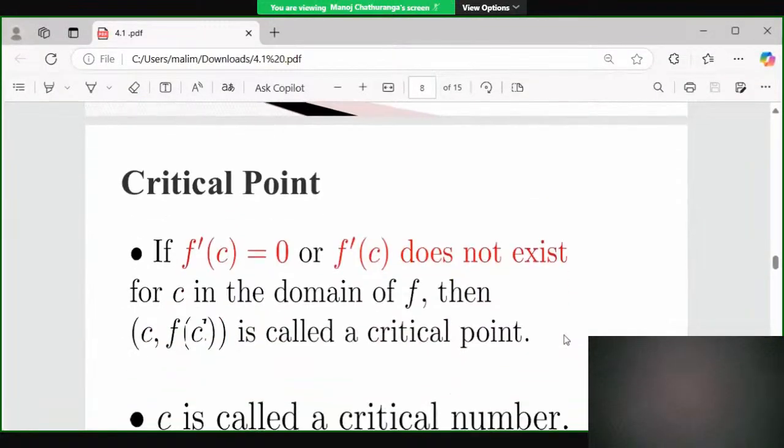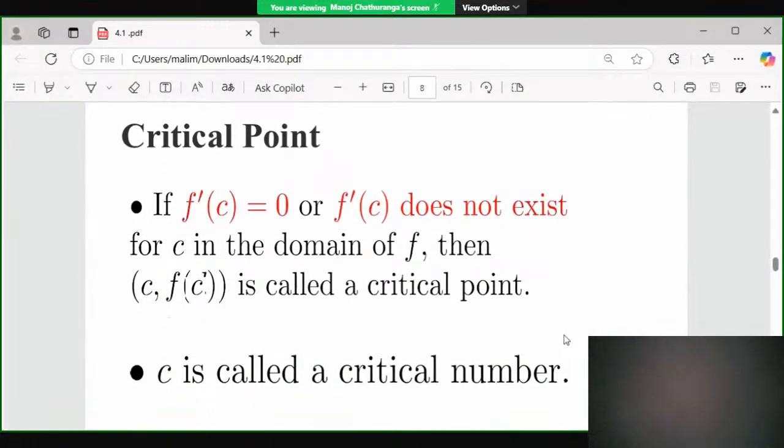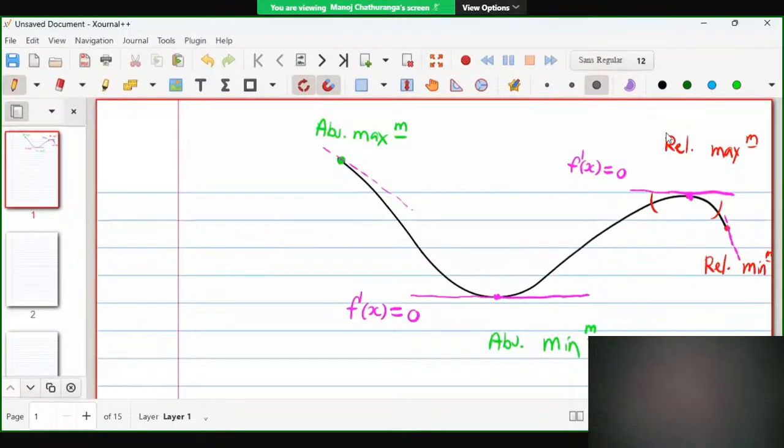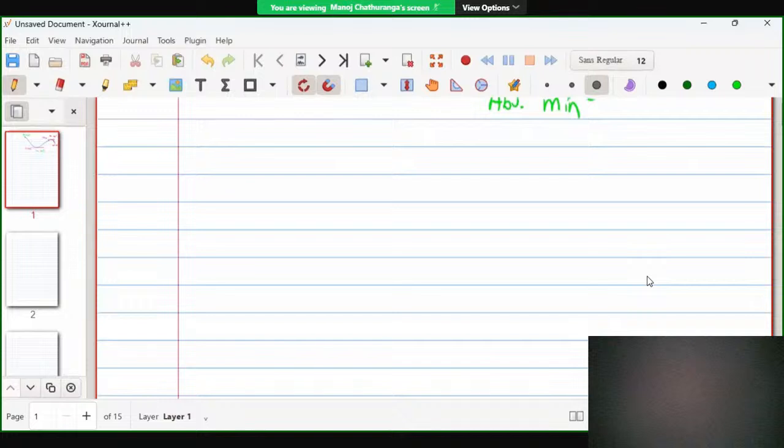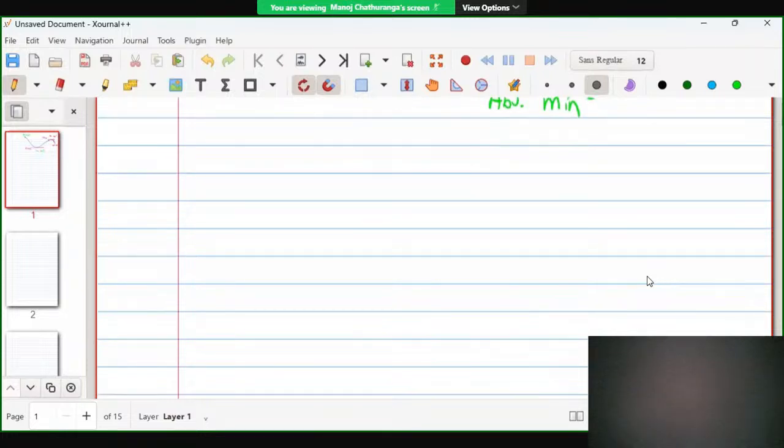We call it a critical point if either the derivative is zero or the derivative does not exist. So the derivative equals zero or the derivative does not exist. That's important because at some of the maximum or minimum points, we may not have a derivative at all. Let me give you an example.